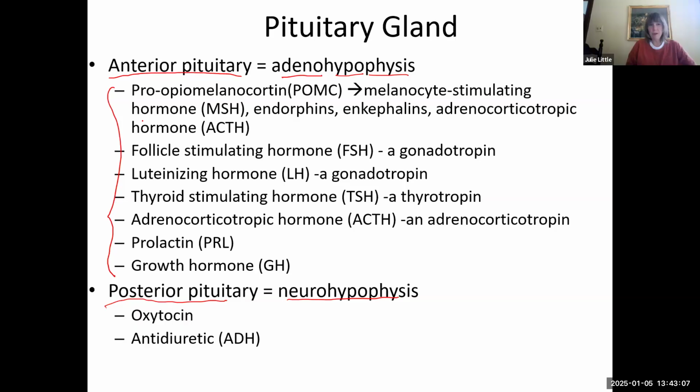We'll start off with the fact that the adenohypophysis makes pro-opiomelanocortin, which is a precursor to melanocyte-stimulating hormone. We won't be going over melanocyte-stimulating hormone in this chapter, but know that pro-opiomelanocortin can also become endorphins and enkephalins. They help to relieve pain, like the runner's high you hear about when runners release endorphins to help cope with pain. So that is a hormone that becomes either melanocyte-stimulating hormone through one pathway, or endorphins or enkephalins.